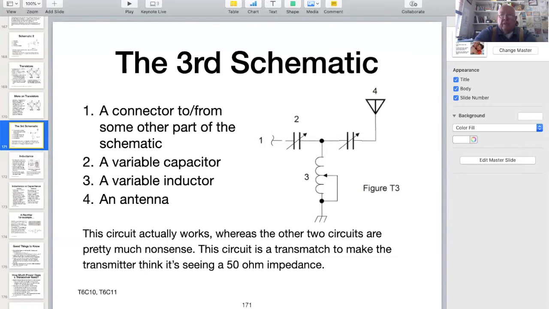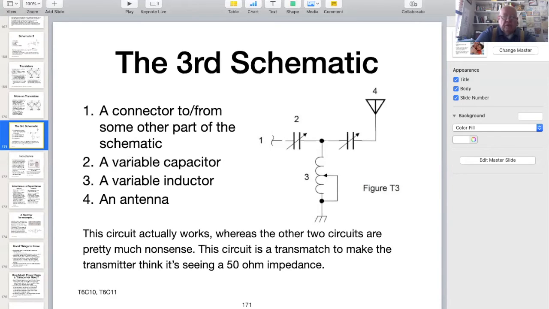Schematic number 3 is a very useful circuit. It's a transmatch, also called an antenna tuner. In this circuit, you can see the two variable capacitors and the tapped inductor that were in the antenna tuner I showed you in the video on antennas and feed lines.